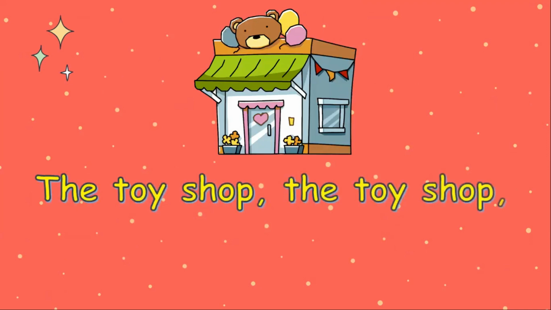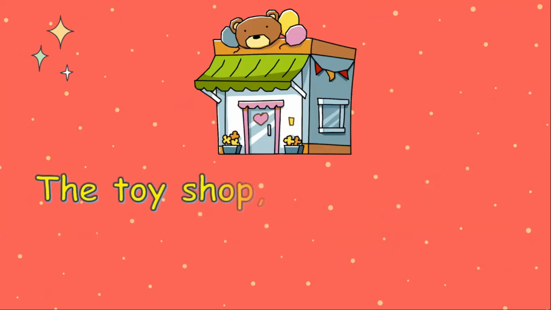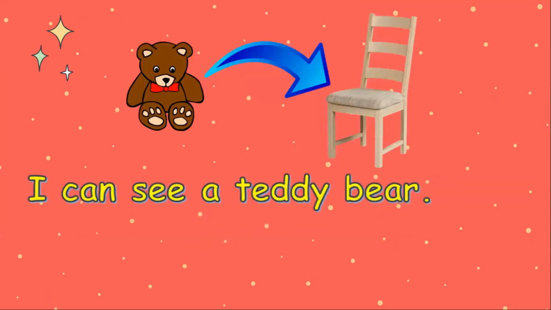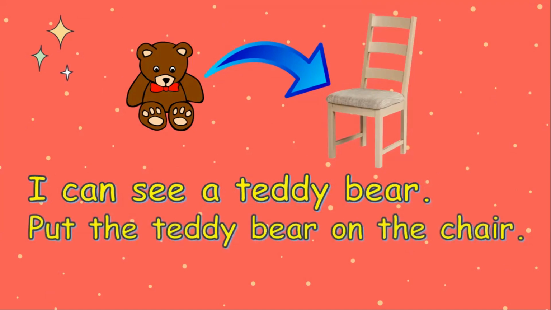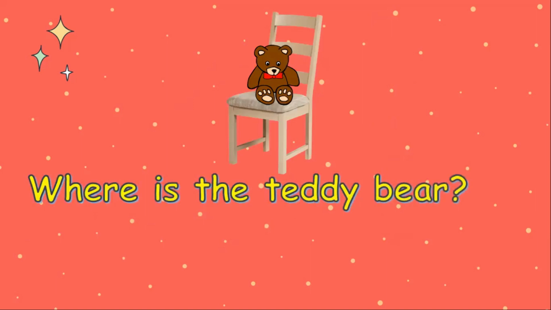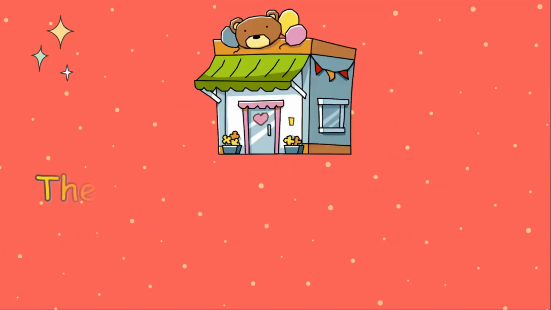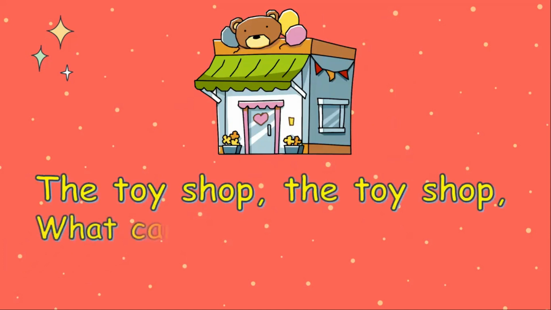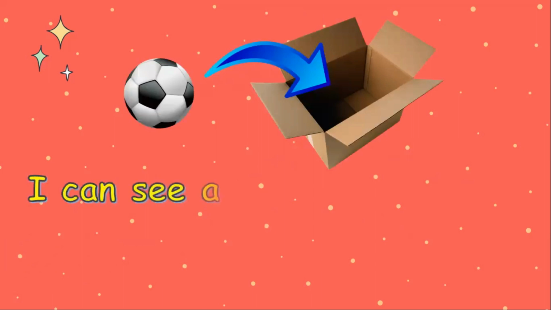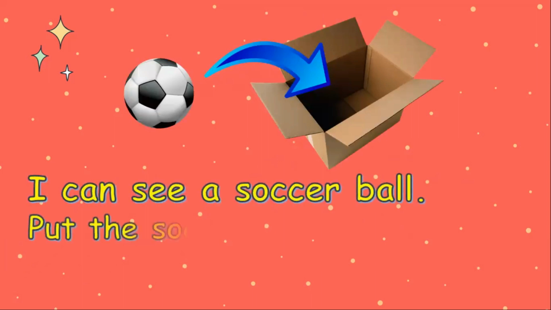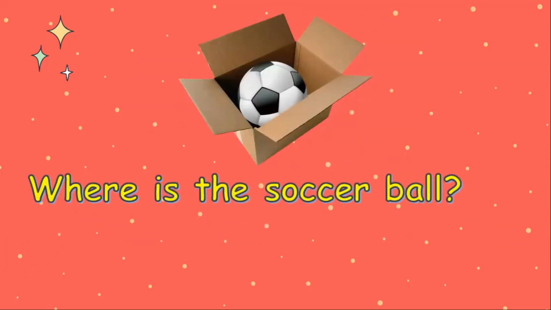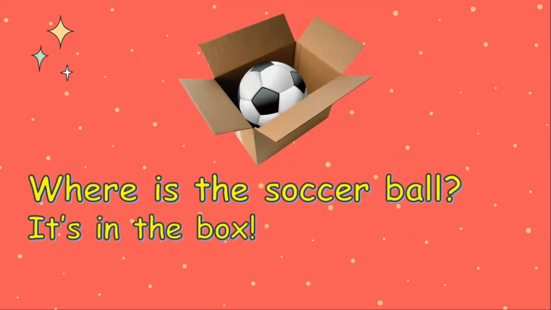The toy shop, the toy shop. Let's go to the toy shop. The toy shop, the toy shop. What can you see? I can see a teddy bear. Put the teddy bear on the chair. Where is the teddy bear? It's on the chair. What can you see? I can see a soccer ball. Put the soccer ball in the box. Where is the soccer ball? It's in the box.